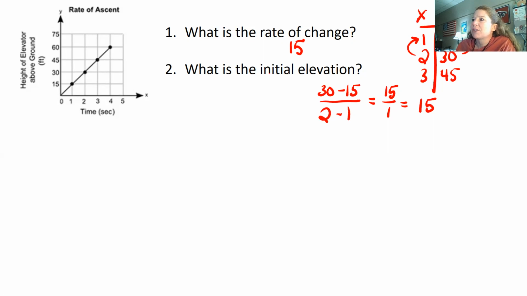And our initial value, so basically the initial value is the y-intercept. So I should have written the origin for our T-chart here, because if you notice, the line touches the origin, which is 0, 0, right? So your y-intercept is your initial value. So when x is 0, y in this case is also 0, which means that our initial elevation was 0 feet. So at 0 seconds, the height of the elevator above the ground was 0. So your y-intercept and your initial value is always the same.